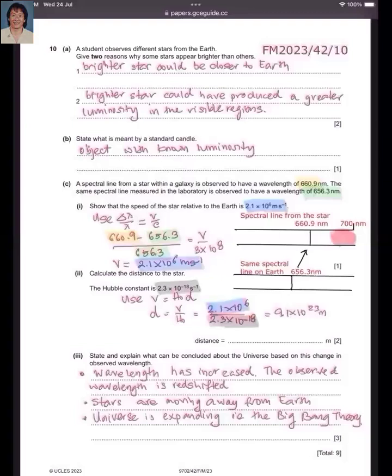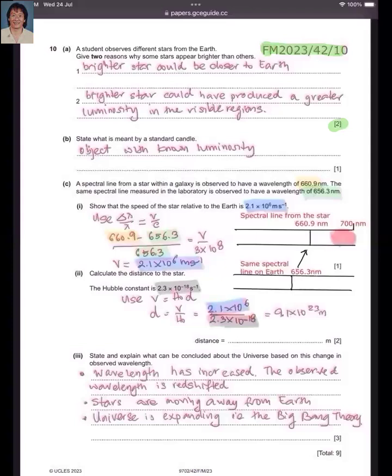This is a February, March 2023, variant 42 question, number 10. Part A. A student observed different stars from the Earth. Give two reasons why some stars appear brighter than others. In order to answer this question, which carries 2 marks, you need to understand the factors affecting the brightness of a star.